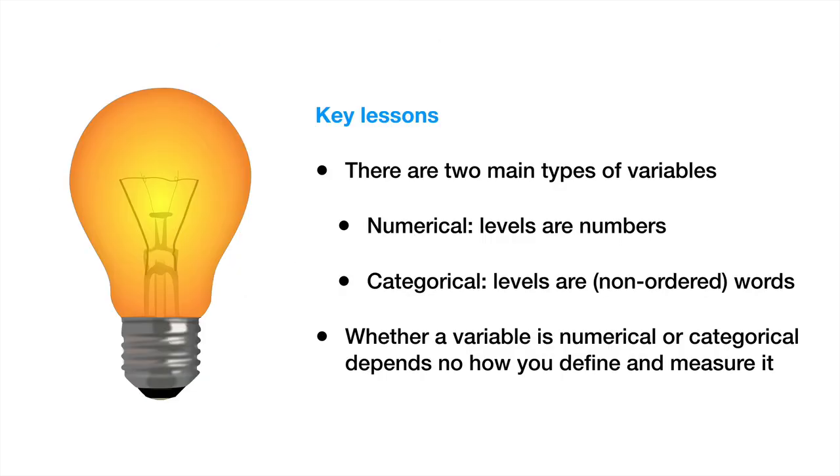Okay, so the key lessons of this lecture are there are two main types of variables. There are numerical variables where the levels are numbers. There are categorical variables where the levels are non-ordered words. And whether a variable is numerical or categorical depends on how you define it and how you measure it.